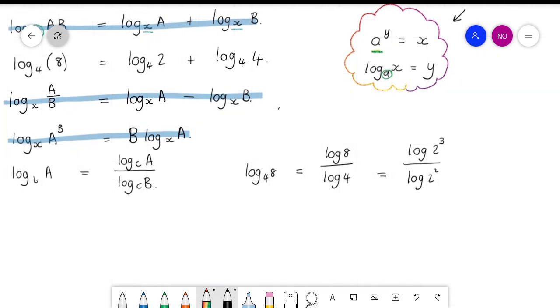Okay, nou gaan kyk ons na daai wet. If it's log with a base and an exponent, then you can take out the exponent and write it in front. So I can write that as 3 log 2 over 2 log 2. Dis 'n application van daai ene, which is 3 over 2.